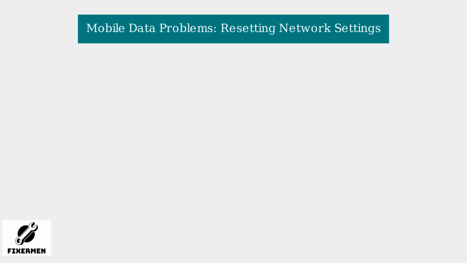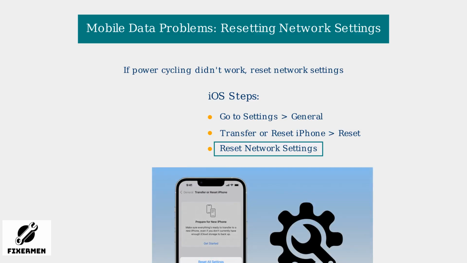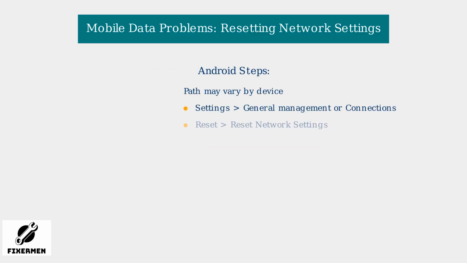If power cycling didn't resolve your mobile data issues, try resetting your network settings. This can clear corrupted configurations and restore connectivity. For iOS devices, navigate to Settings, then General, followed by Transfer or Reset iPhone, and select Reset Network Settings. This menu will show the Reset Network Settings option on your iPhone screen. On Android, the exact path depends on your device model, but typically go to Settings, then General Management or Connections. Select Reset and choose Reset Network Settings.